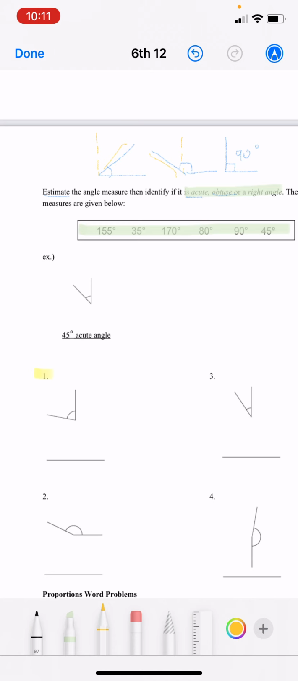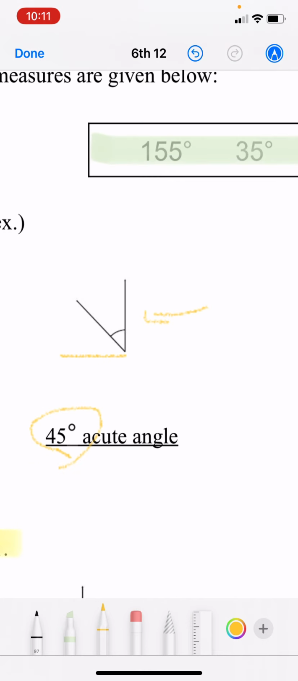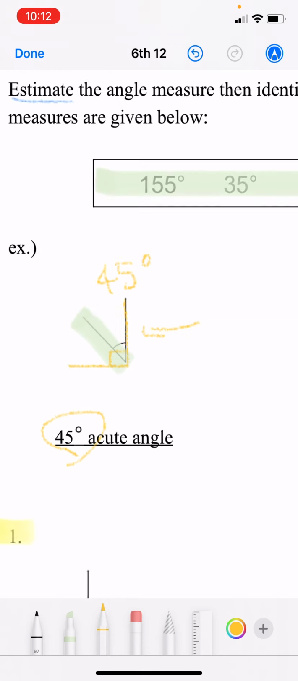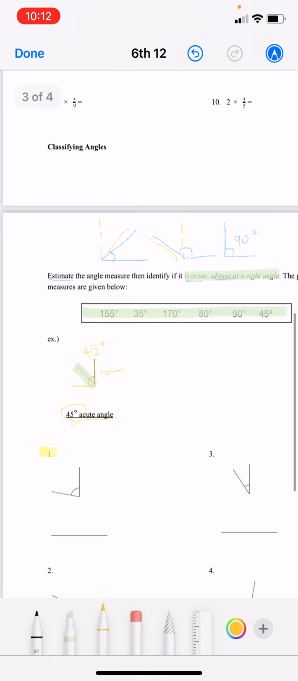Let's look at the example. How do we know that this is a 45 degree angle? Well, we know how 90 degrees looks like, right? That's 90 degrees. And then this angle seems to be half of 90 degrees, and we know that that's 45 degrees. We know it's an acute angle because 45 degrees is less than 90 degrees, right?